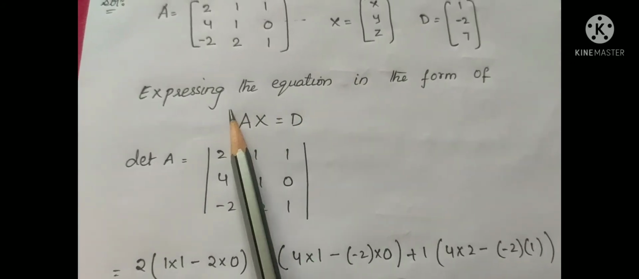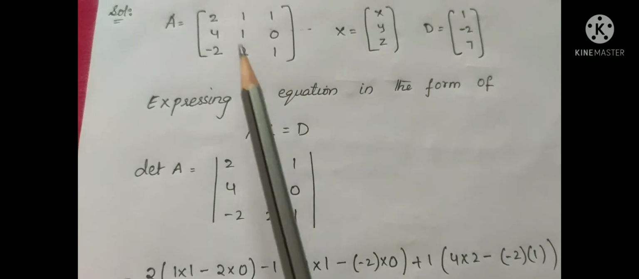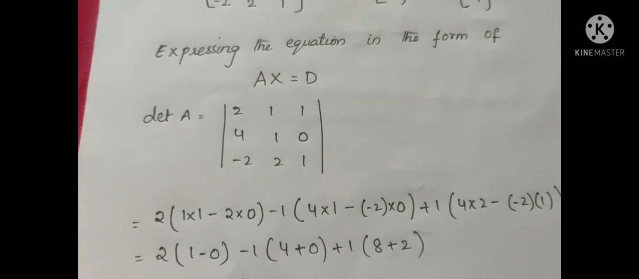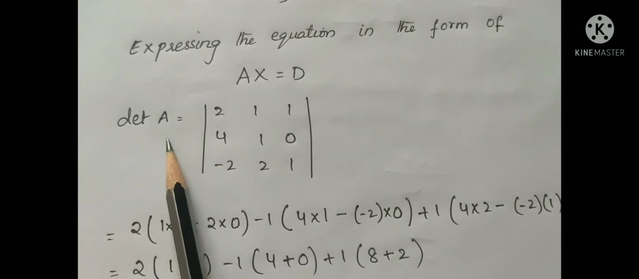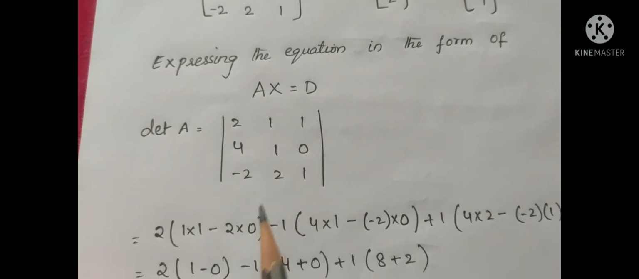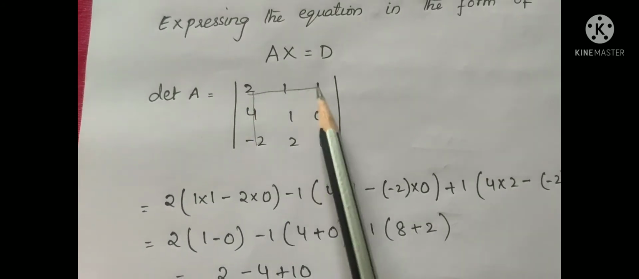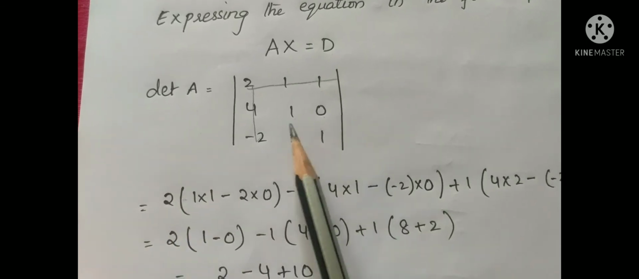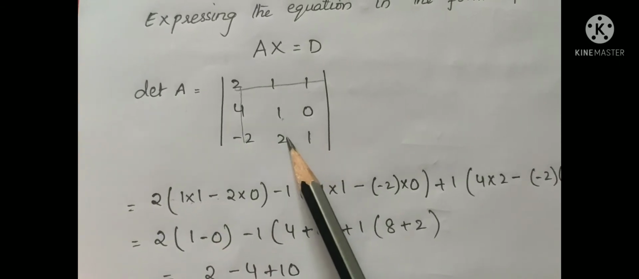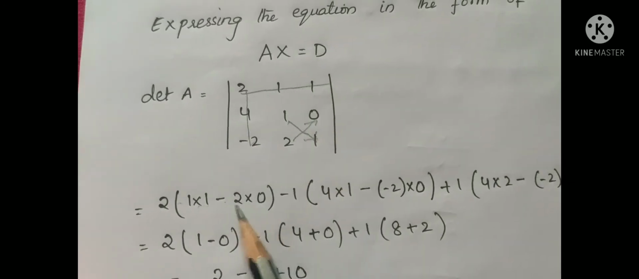Now we will express these matrices in the form of Ax = D, with A, x and D. So Ax = D. First, the determinant of A: 2 1 1, 4 1 0, -2 2 1. How to find the determinant? First, 2. Leave this row and column. 2 multiplied by (1 into 1 minus 2 into 0).